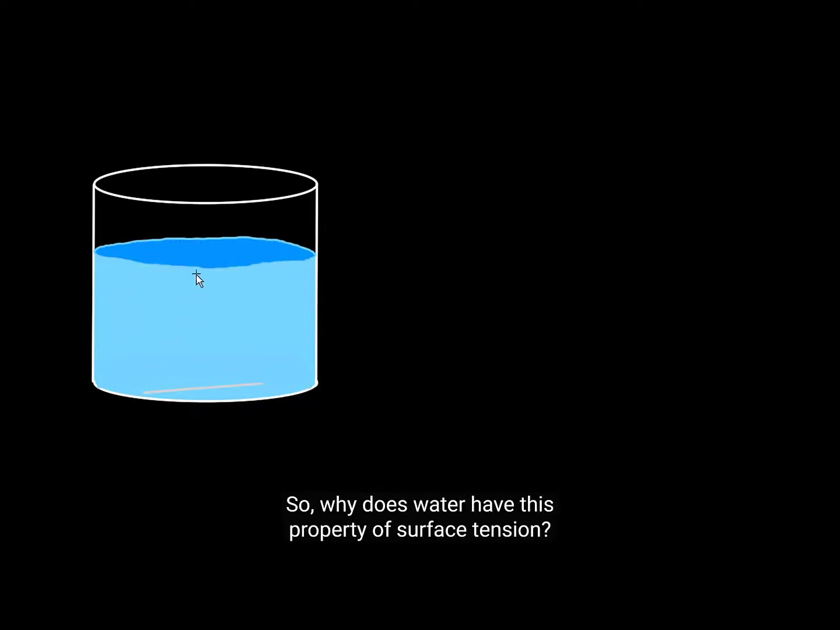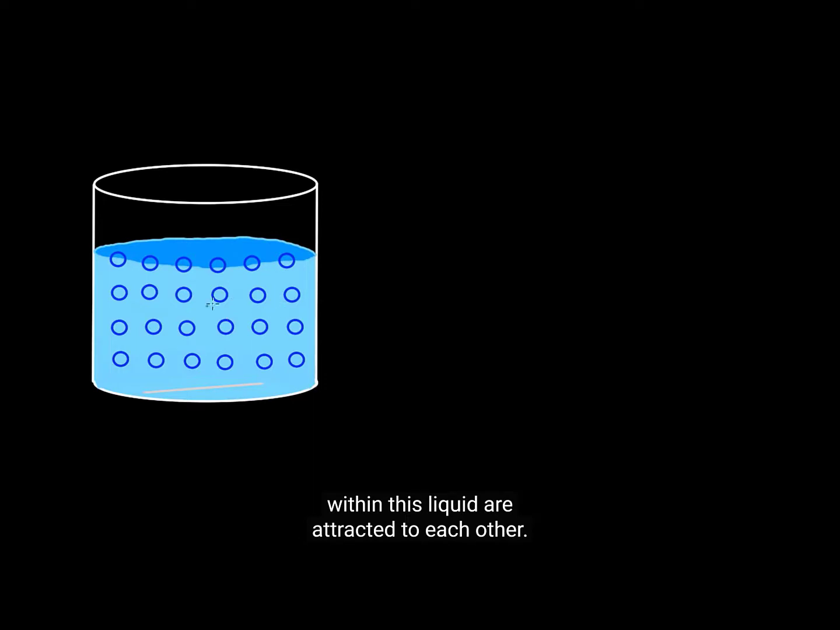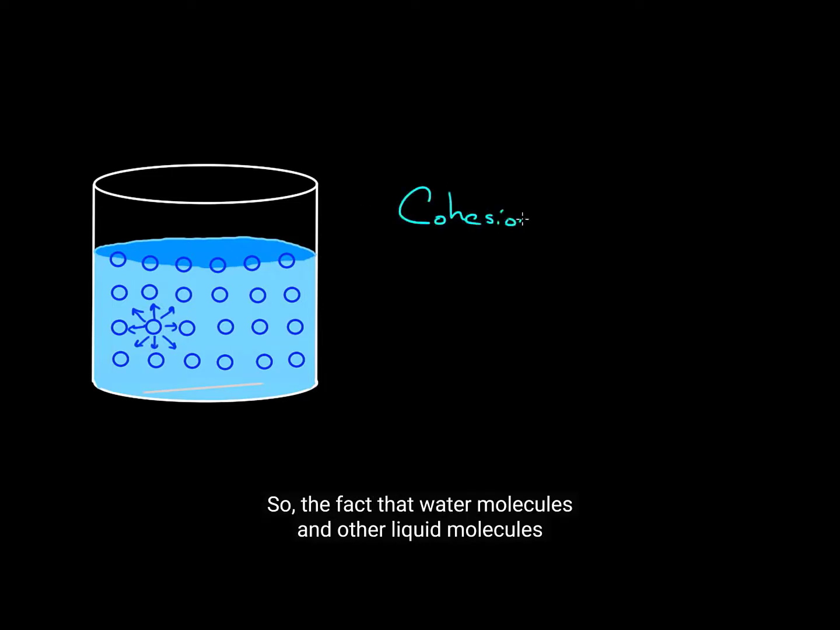So why does water have this property of surface tension? It has to do with the fact that the water molecules within this liquid are attracted to each other. This water molecule can form hydrogen bonds with the other water molecules around it, and it gets pulled toward them. And there's a term for this. We call this cohesion. So the fact that water molecules and other liquid molecules are attracted to each other is called cohesion. But what does this have to do with surface tension?